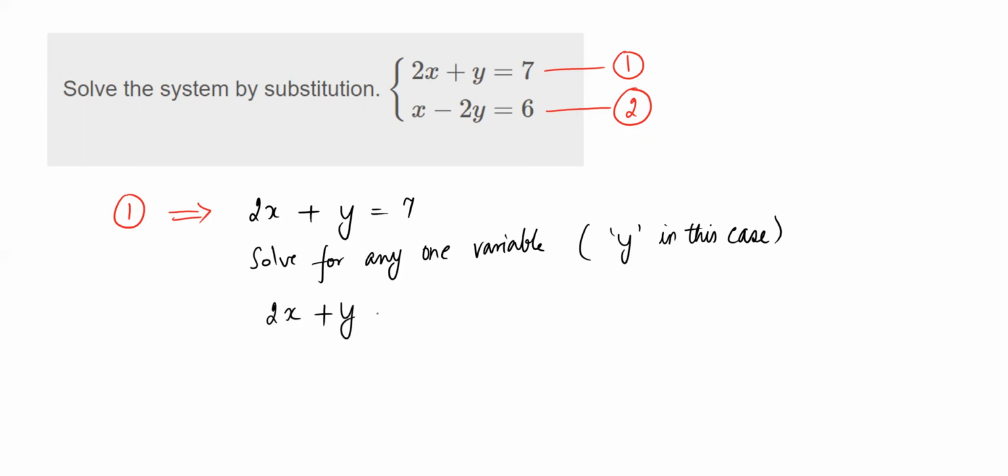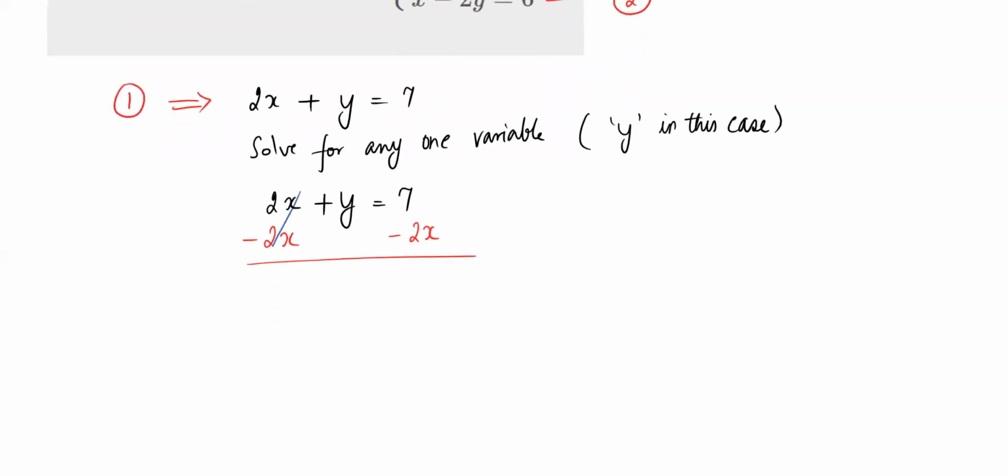2x plus y equals 7. Let's subtract 2x on both sides. Y equals negative 2x plus 7. I like to write the negative 2x first and then the 7, although it's not wrong to do 7 minus 2x. I like to put it this way because it resembles the slope-intercept form, right? Y equals mx plus b. I like that form. And I like to call this 1a, because this is just a rearrangement of equation 1, isn't it? So we just call it 1a.